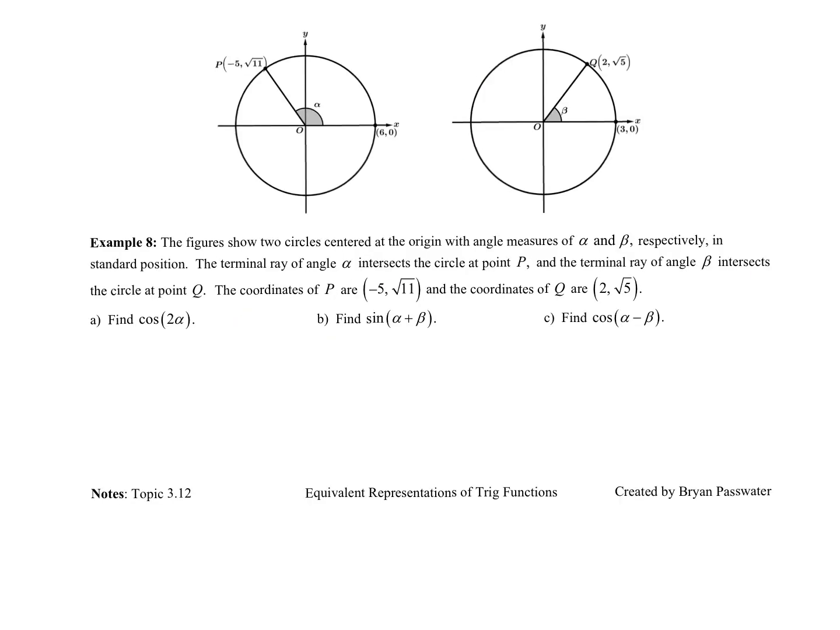All right. The figure shows two circles centered at the origin with angle measures of alpha and beta, respectively, in standard position. The terminal ray of angle alpha intersects the circle at point P, and the terminal ray of angle beta intersects the circle at point Q. The coordinates of P are -5 and square root of 11, and the coordinates of Q are 2 and square root of 5. All right. Love it. Before we get on to these examples, I want to kind of draw our little triangles. And so what's my x value of my alpha?